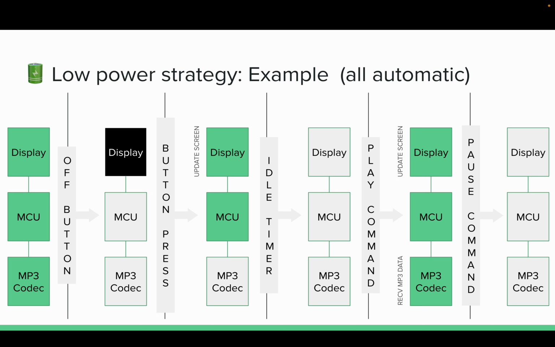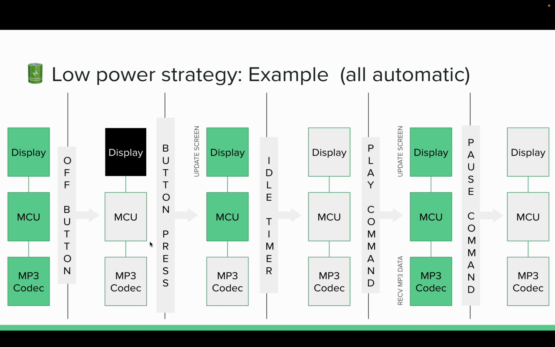And here's a bit of an example of how this could happen. So imagine we have a display, an MCU, and an MP3 codec. And all three of these things have power states that can be controlled. And assume this connects up to some buttons. This is our little MP3 player. So everything's active, an off button is pressed. The display goes into complete power off mode. The MCU goes into sleep mode, waiting for any other interrupts from a button press to wake it back up. And the MP3 decoder gets put into sleep mode.